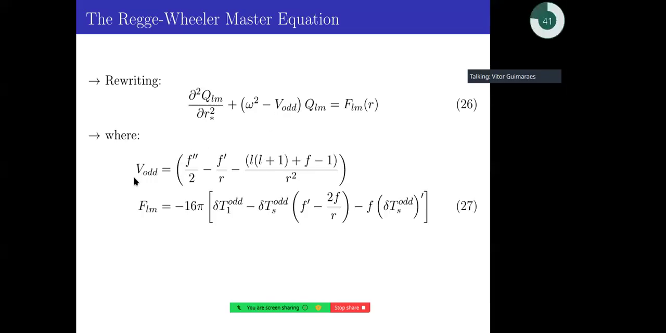If I show you what the potential is, this is the potential, okay? You see that this potential is tightly related to the geometry of the problem because these are functions of the background metric. So the geometry of our background works as a potential which dictates how this wave will propagate, right?